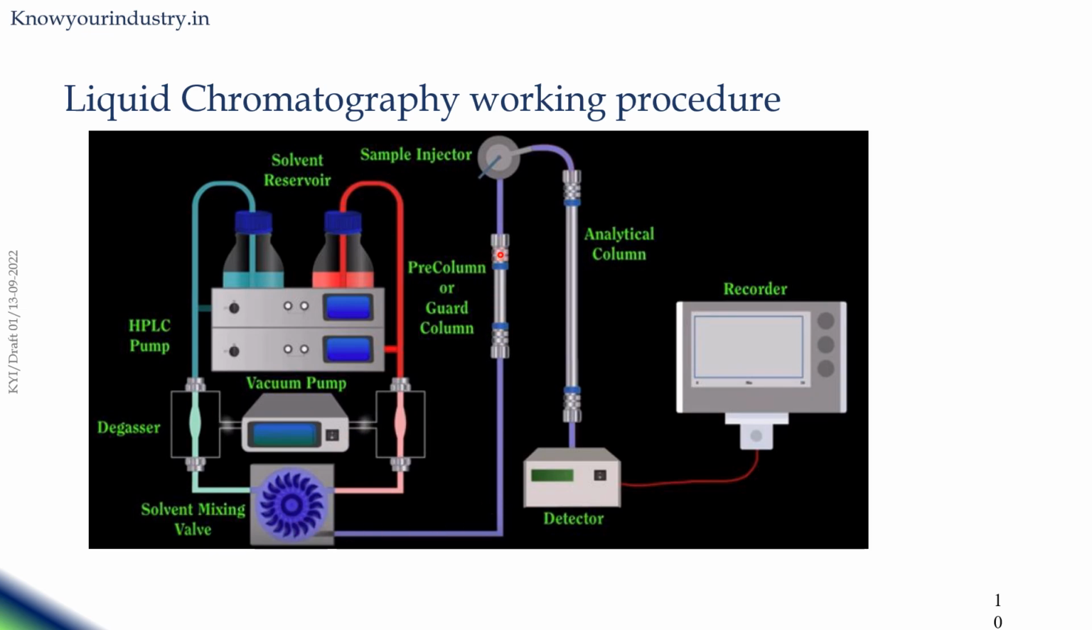Then, before passing through the analytical column, the sample will be injected. The sample will be injected along with the mobile phase and goes into the analytical column. Then the sample is separated into different components, and based on the elution, the components are detected through the detector, and finally it will be recorded in the computer system. This is how the entire flow of the HPLC happens.